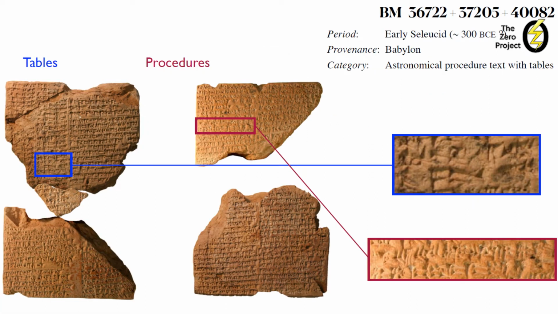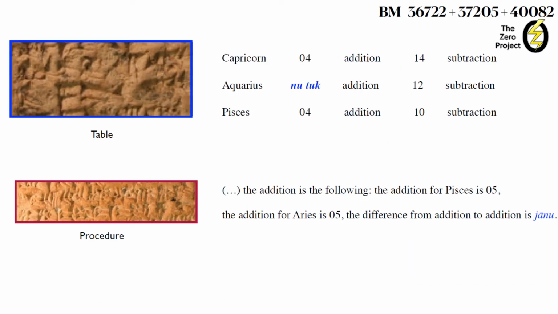I have almost the last text to show you, from Babylon, an early Seleucid text from about 300 BCE, roughly, an astronomical procedure text with both tables and procedures on the same text. I've taken one part of the table and one part of the procedure to show you. From the table, we have numbers which must be added and subtracted to shu and na, by the way, to create the next shu and na, where you add 4 and subtract 14 on two different parts of your month. For Capricorn, when you hit Aquarius, you'll be adding nothing but subtracting 12. From Pisces, you'll be adding 4 and subtracting 10. So you see nutuk can also occur in tables where it simply replaces a number. It replaces a number, nutuk, nothing.